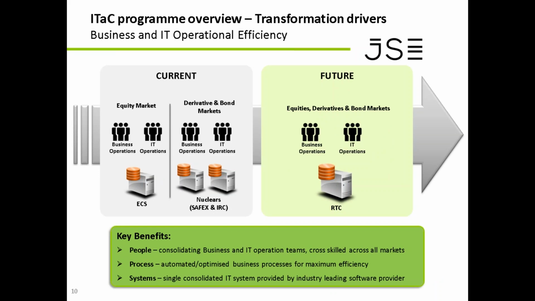This is just to show you the business and IT operational efficiency. In the current world, you got ECS, which is the equity market clearing, and then you got Nucleus for EDM and IRC. So it's all separate. In the new world, in the RTC world, equities, derivatives, and bond markets clearing will all be done in the real-time clearing system. So the key benefits, people, consolidating business and IT operations team, and cross-skilling across all markets. Processes, automated and optimized business processes for maximum efficiency. And then systems, a single consolidated IT system provided by an industry-leading software provider.